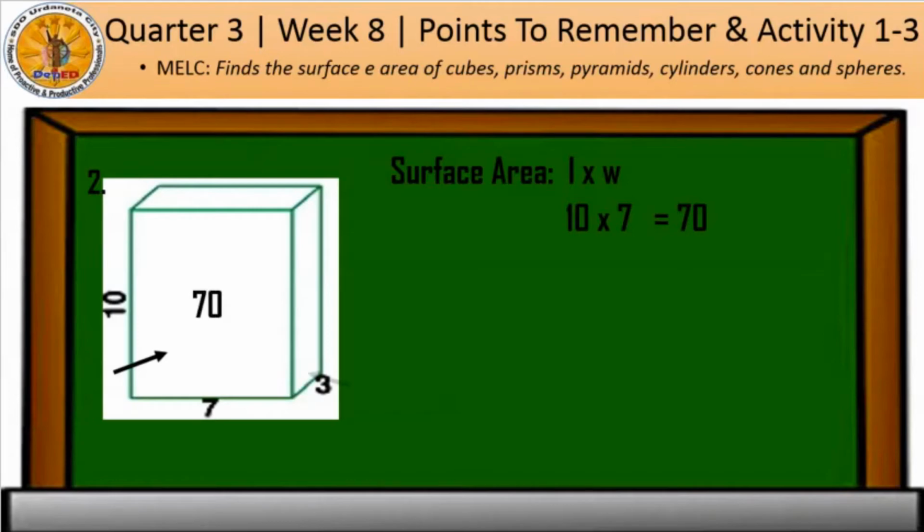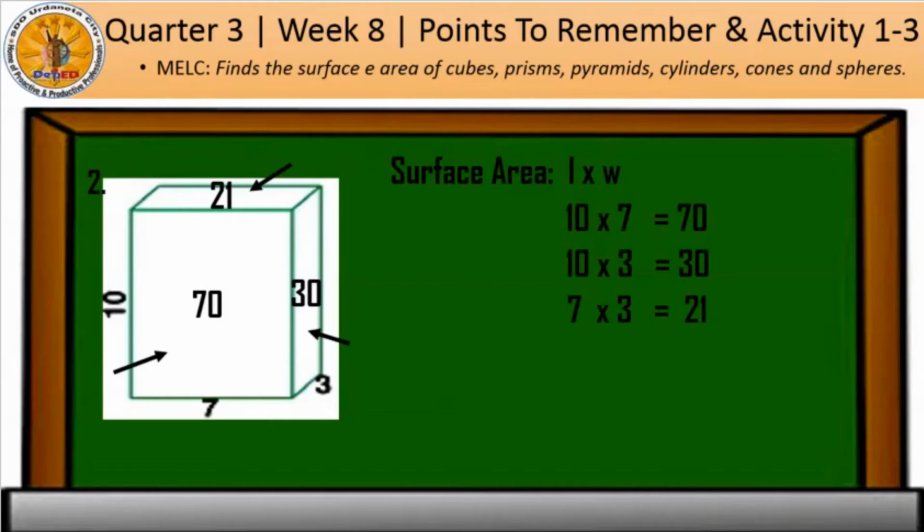Then we have this face. Let's just simply multiply again the length and the width, that is 10 times 3. That will give us 30. So the surface area for this face is equal to 30. The next face, which is the top face, let's just simply multiply the length and the width. We have 7 times 3 is equal to 21. So the surface area for this face is equal to 21.